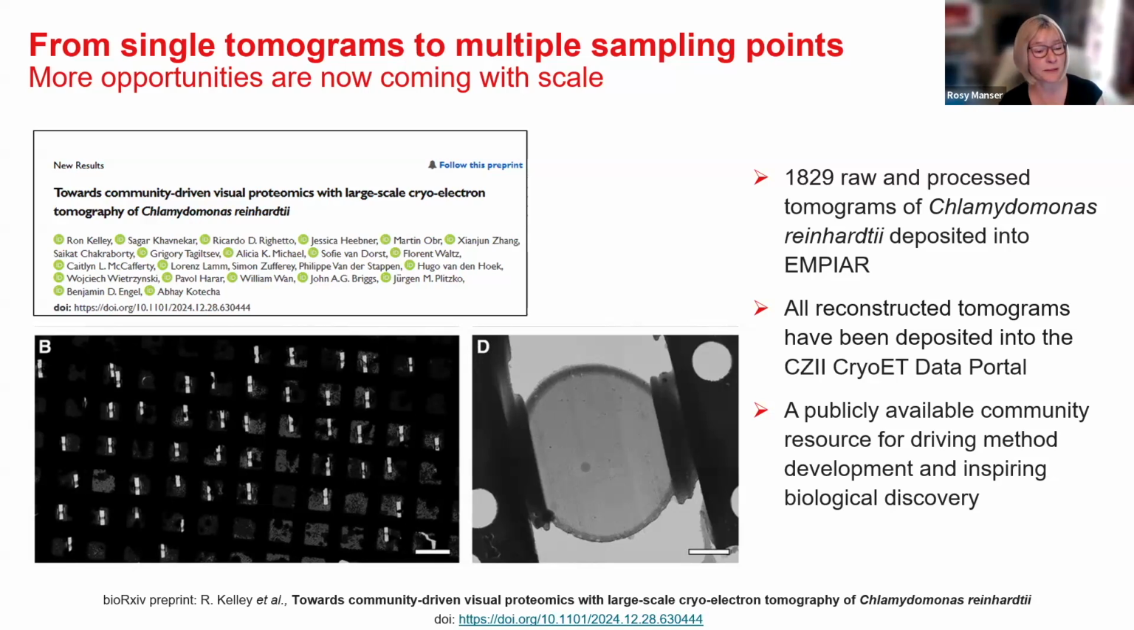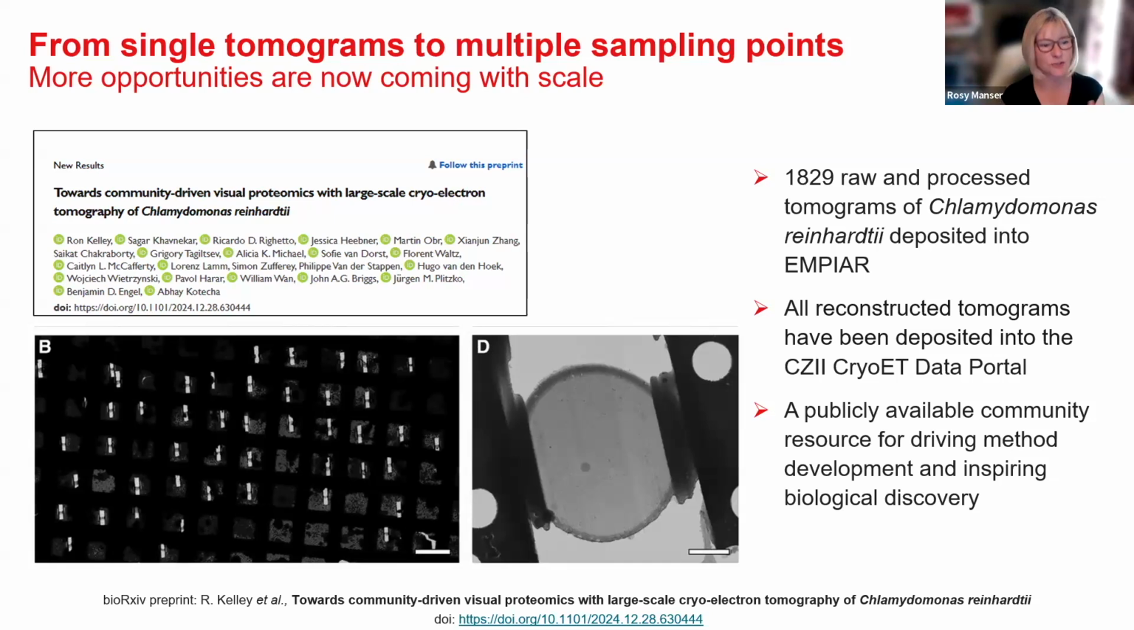And this paper, which is still preprint at the moment, really is kind of a step towards showing how that can have an impact from the biological perspective. They captured 1,829 raw and processed tomograms of the single cell alga. And these have all been deposited, again talking to the last talk, into the Empire database. So the idea now of having this compendium, which is publicly available, data sets that allow you to dig in and have a look and explore this incredibly rich resource for driving method development and inspiring biological discovery. And I think this really sets the benchmark for what's going to happen moving forward.